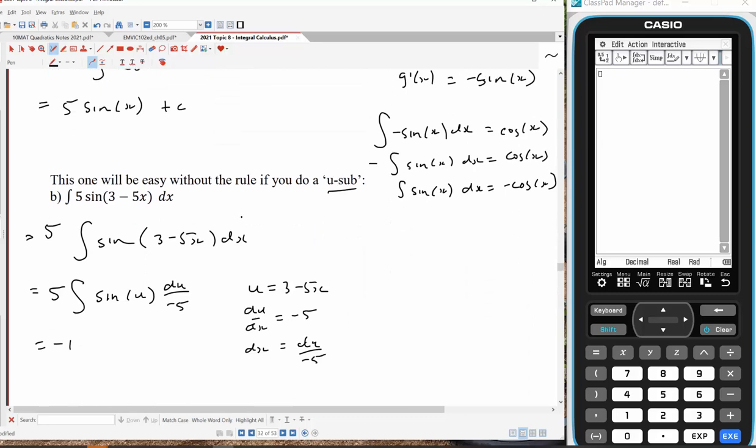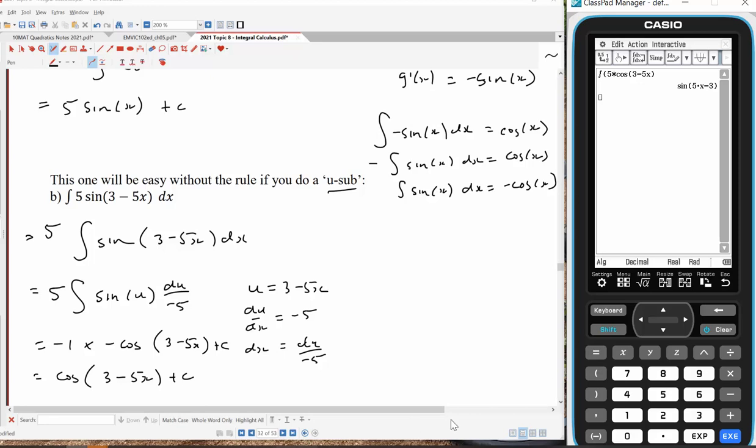So we're going to write multiplied by negative cosine, and then we'll do a u-sub at the same time, which is 3 take 5x plus c. Now this is a negative times a negative, which is a positive. Cosine 3 take 5x plus c. See how your calc goes with that one. So shift and open your brackets. 5 times cosine 3 take 5x.